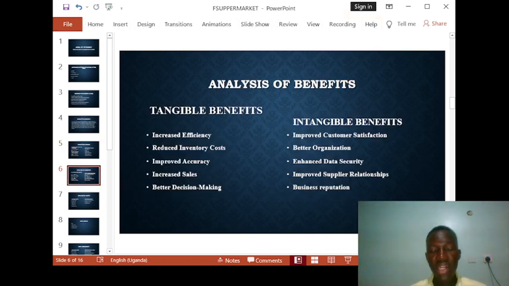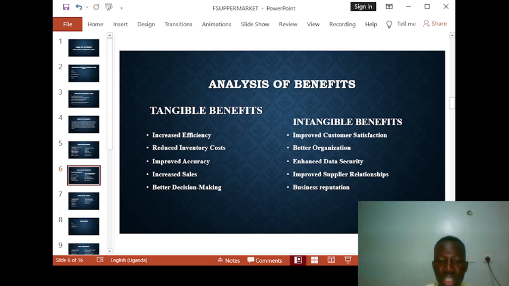Another thing, we have the analysis of the benefits, how this database will benefit us. These benefits are divided into two: the tangible benefits and the intangible benefits. The tangible benefits are increased efficiency, like faster checkout processes, streamlined inventory management, quicker report generation. Then it will reduce inventory costs, improve accuracy, increase sales of the business, and then also increase profits as sales are increased.